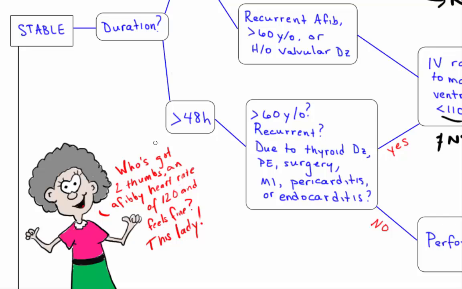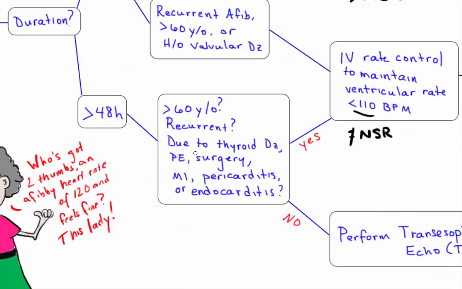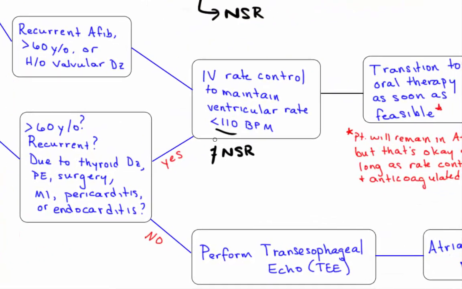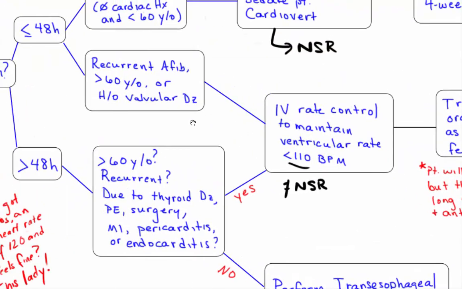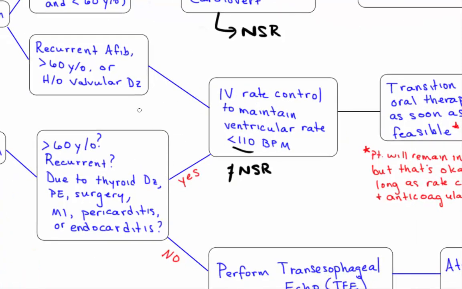Okay, now let's head back here, and let's say that this patient's AFib has gone on for longer than 48 hours. In this scenario, we need to find out if the patient's older than 60, or has had a history of recurrent AFib, or if it's due to causes like hyperthyroidism, pulmonary embolism, surgery, heart attack, pneumonia, pericarditis, myocarditis, or endocarditis. If yes to any of these questions, then we're going to proceed up to the rate controlling box. So this is going to intersect with our less than 48 hours.